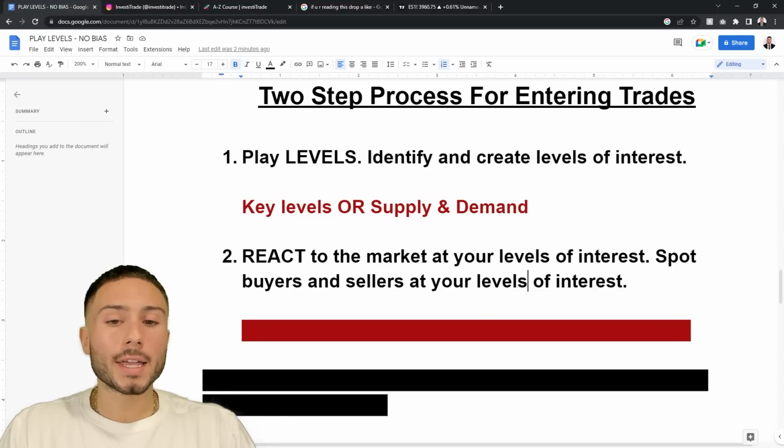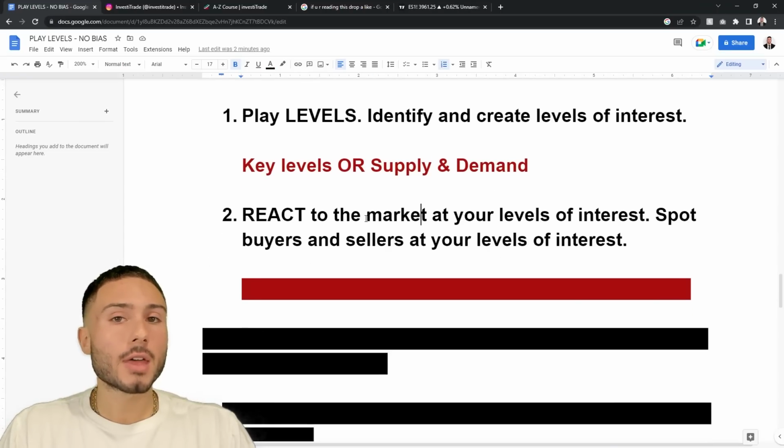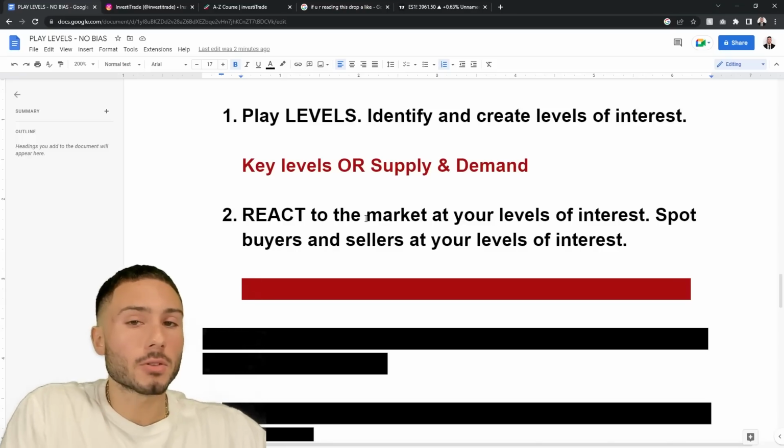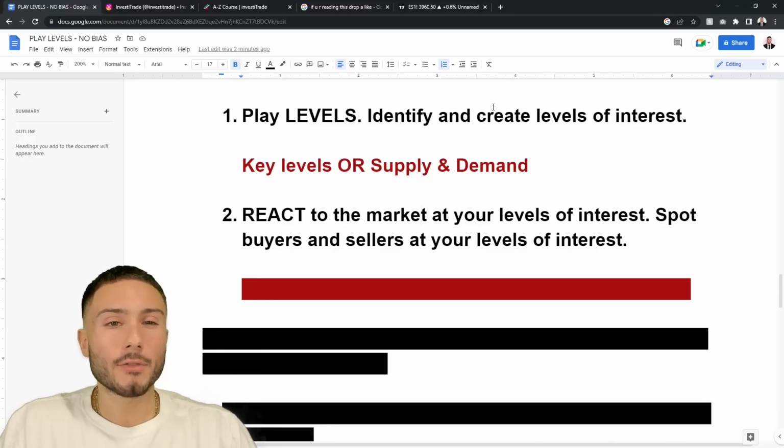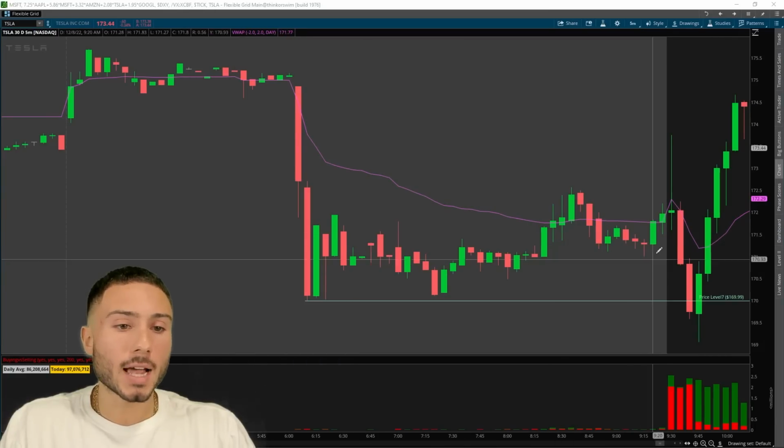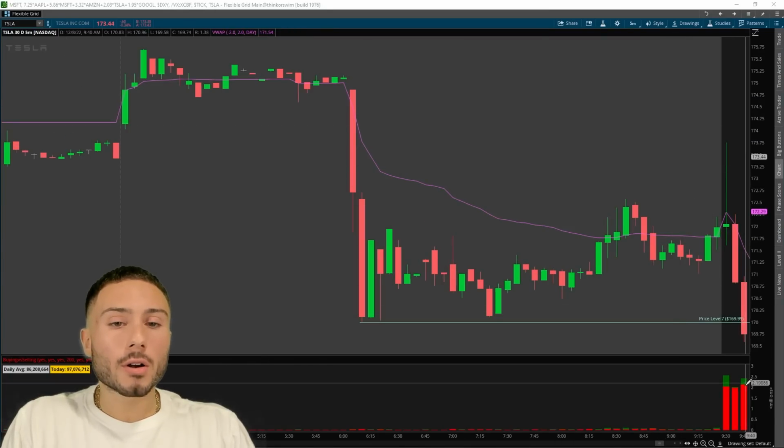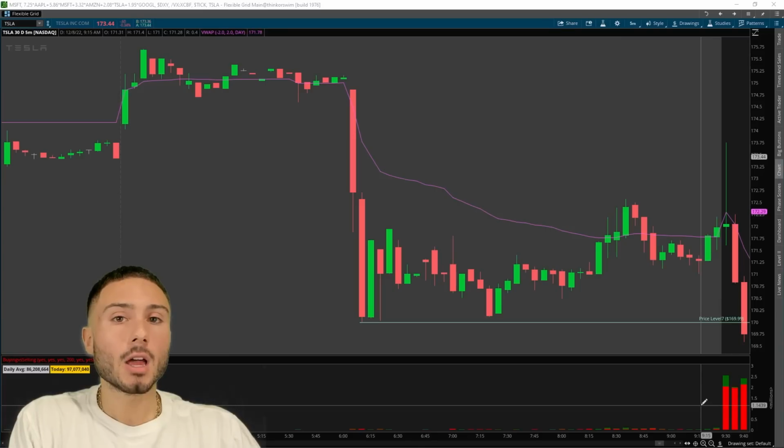Once we get the market at these levels of interest, then we must react to what other participants are doing at those levels. We can't move the market. If I short, let's just say, Tesla below support, my order is not going to tank the market. So you want to position yourself to be trading with other people.